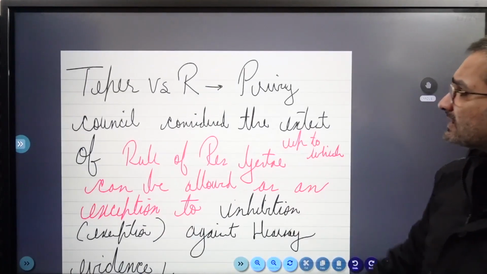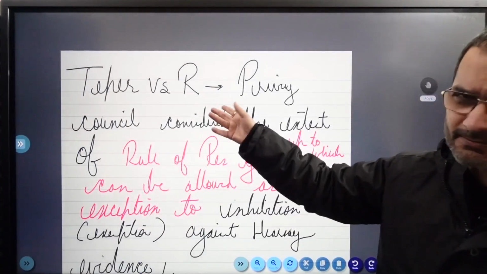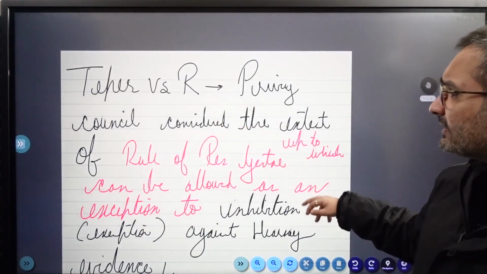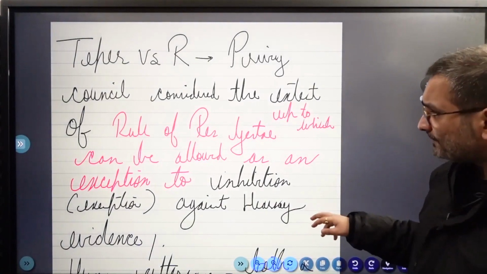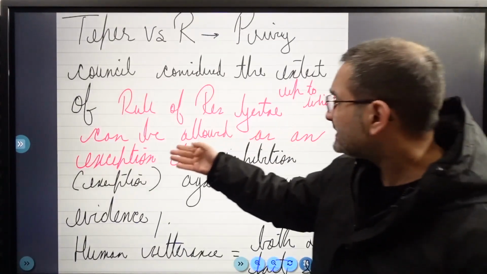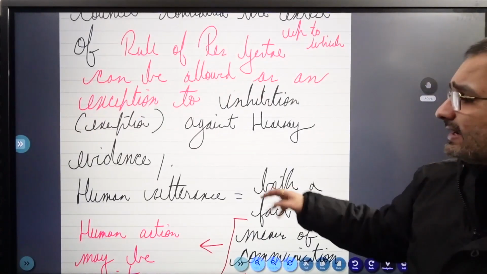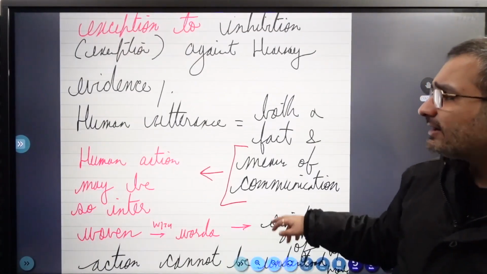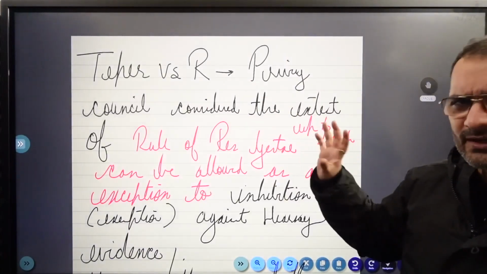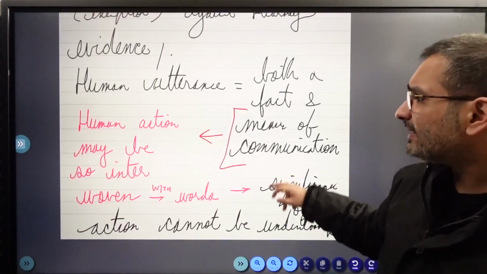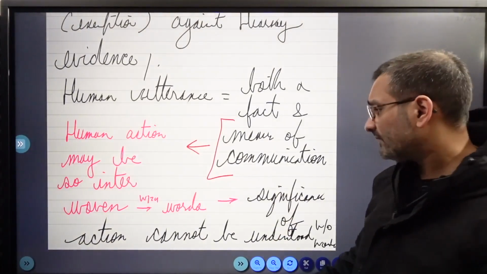So the classic case law जिसके अंदर यहाँ पे इन्होंने काम करा था, Tepper versus R, popular prelims का question. Please write the case law down. Privy Council considered the extent of rule of res gestae up to which basically the facts can be allowed as an exception to the exemption against hearsay evidence. Alright, we'll again look up the case law. यहाँ पे हुआ क्या था, just थोड़ा briefly, जब हम case law की list सारी अपनी एक ही बार में करेंगे. So human utterance is both a fact and means of communication.